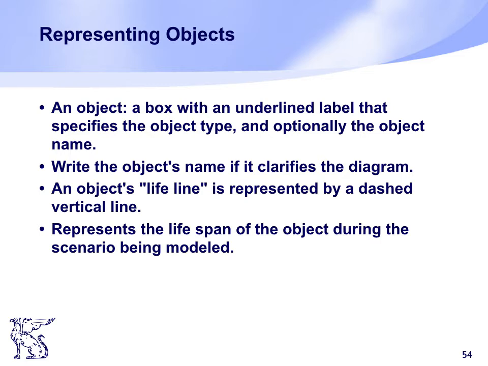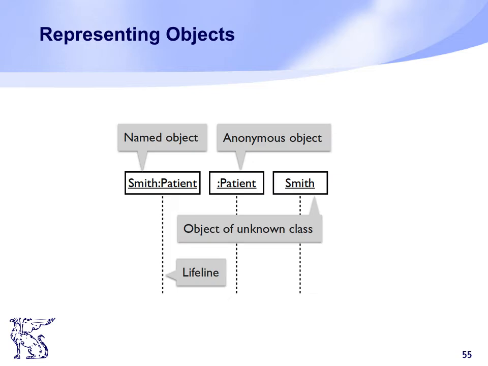Now each object has a lifeline. You must add a lifeline with your object. The lifeline is represented by a dashed vertical line. This is the vertical axis, and it represents the lifeline of that individual object. So this is how we represent our object in a sequence diagram. I have already mentioned everything here. Each object has a lifeline. So these are three individual objects with three lifelines.